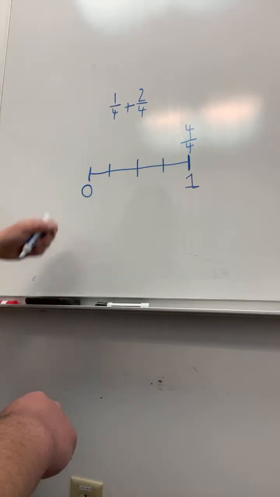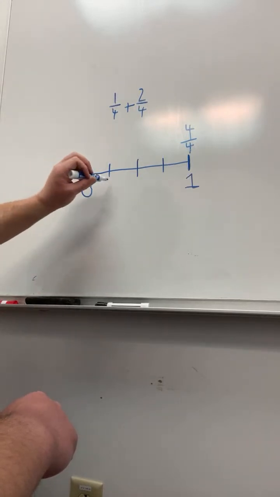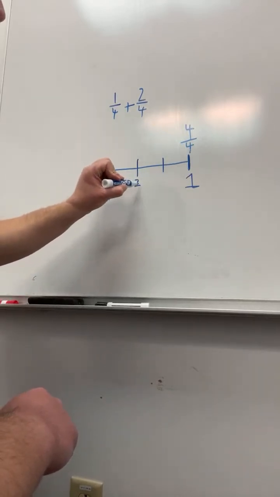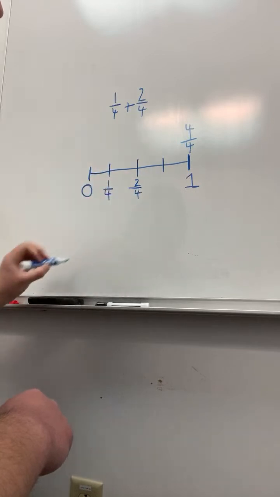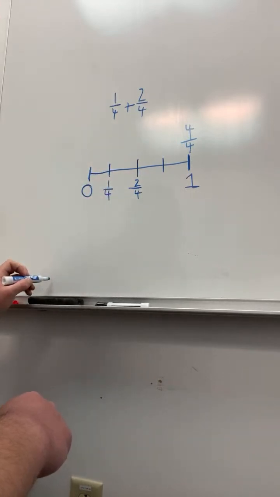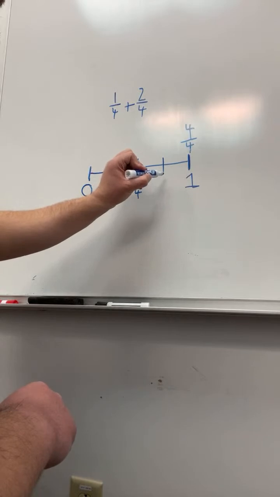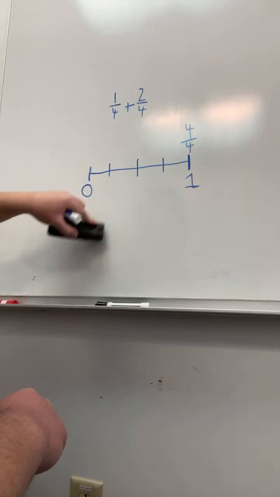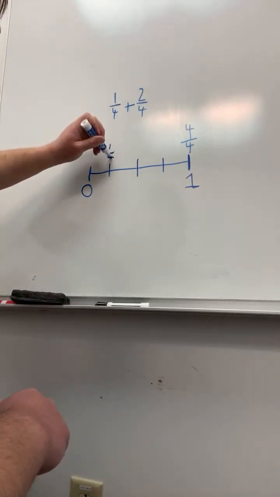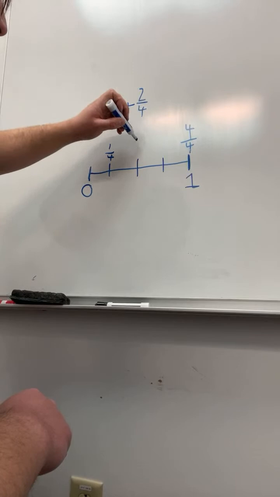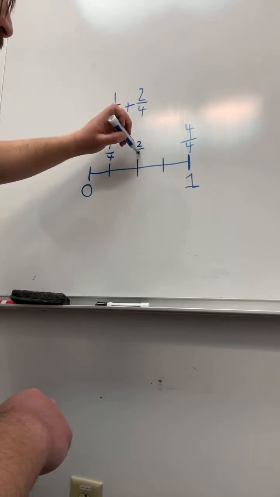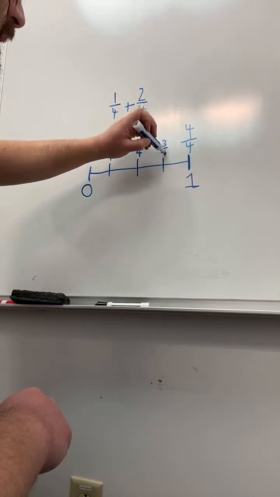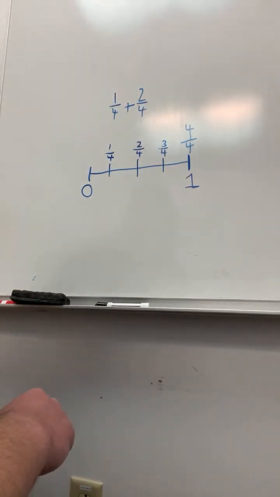So we have 0. On the first line, we have 1/4. Next line, 2/4. Third line, maybe I'll write them on the top. That way it'll be easier to see. So first line, 1/4. Second line, 2/4. Third line, 3/4. So I put the numbers on the number line.